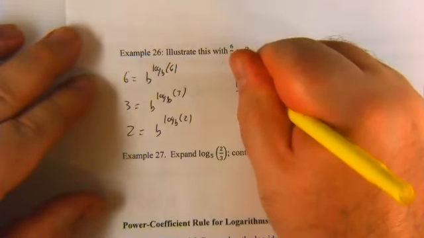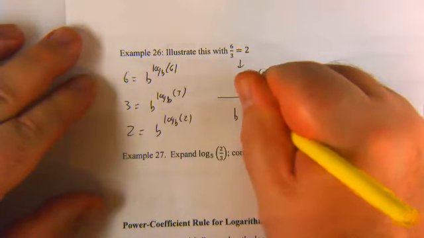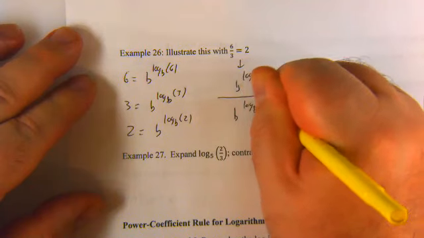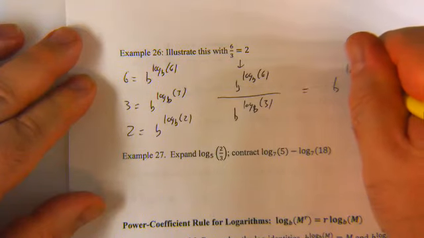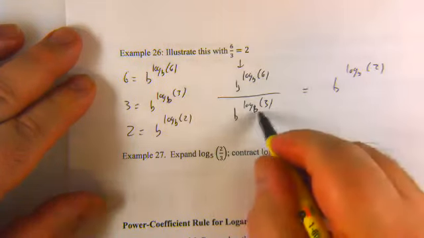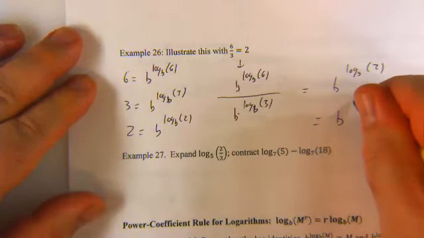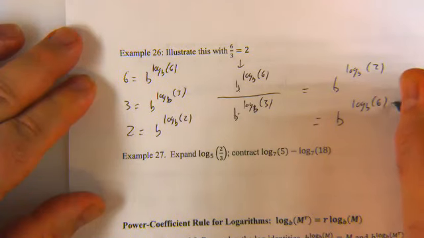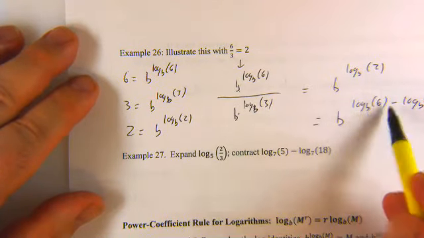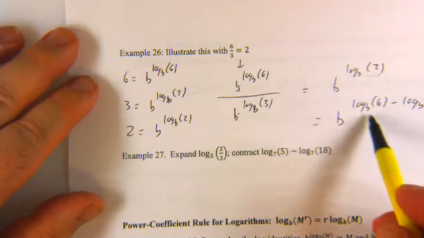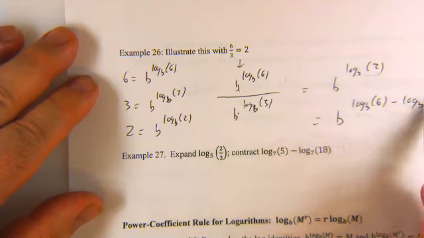That becomes b to the log base b of 6, because that's my 6, over b to the log base b of 3, because that's my 3, and that should be b to the log base b of 2. But these two things, same base, division, that means you subtract. So if you subtract the powers, you get that logarithm. So log base b of 6 minus log base b of 3 is the same thing as log base b of 6 divided by 3, which is 2.